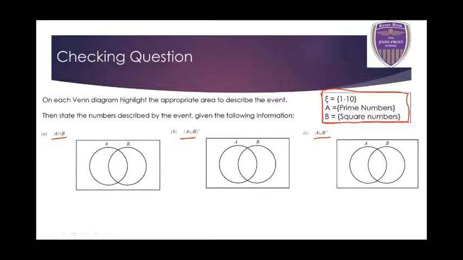Okay, so let's have a go. Let's work through these together. For question A, we have got A intersect B. What that means is A and B. So if we highlight this, we're looking to find what is covered by A and B. Well, that's just the intersect, isn't it?